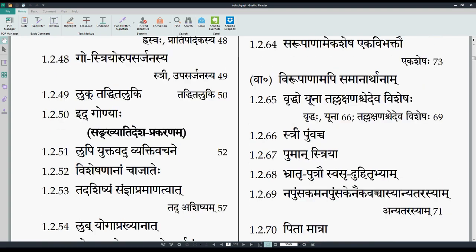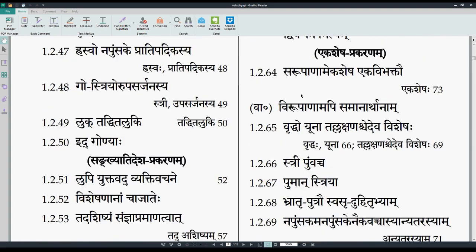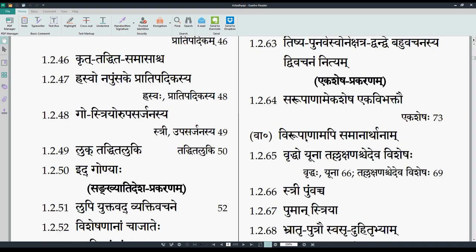1-64 is this: Virupanapi Samanarthanam. There is a Vartika here, but we will not look at the Vartika. And Sarupanam Ekasheshe Ekavibhaktau is called the Ekashesha Prakarana.